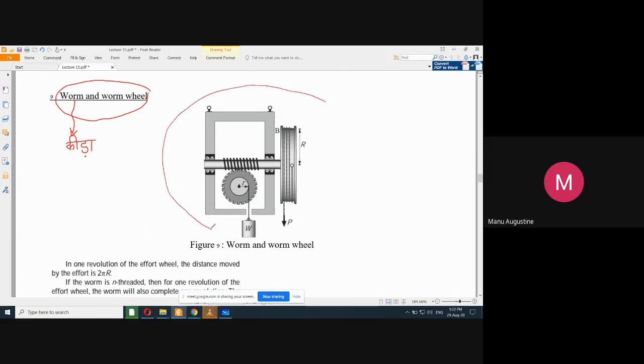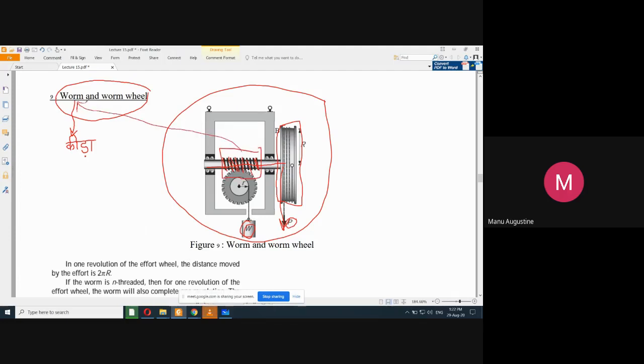See, this is the arrangement of a worm and worm wheel mechanism which is used to lift this load W. Once again, this part is clear to you: this is a drum or a disc onto which a rope has been tied and you are pulling it downwards. So this is the effort part. By applying the effort, you are rotating this drum, and when the drum is rotated, this shaft will also rotate. Now on this shaft, as you can see, there are screw thread like serrations made, and this part of the shaft is what is called a worm.